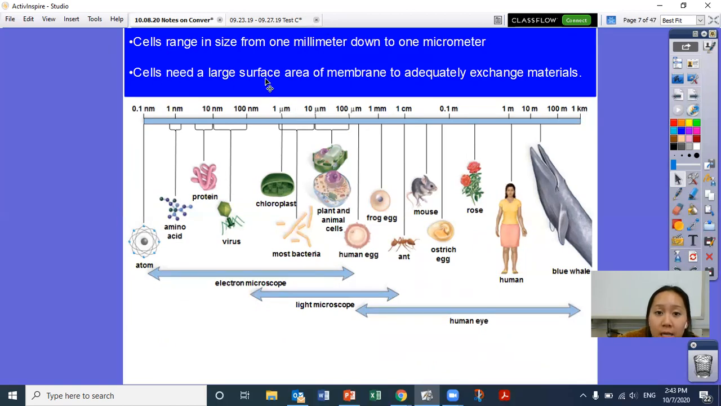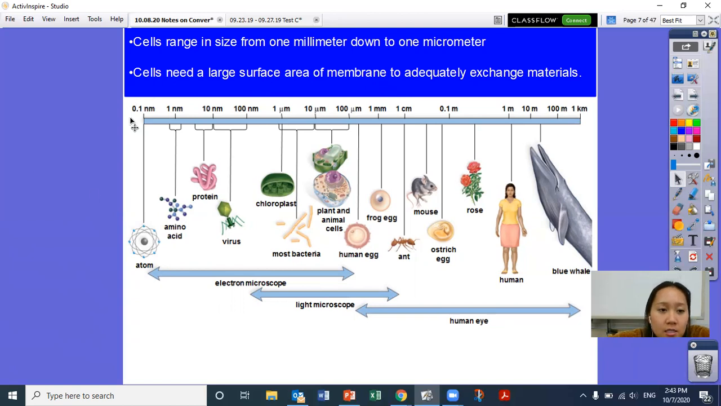Cells need a large surface area of membrane to adequately exchange materials. They need to get rid of waste by pushing it out through their membrane, and they need to take in nutrients and absorb materials, so they need to bring them in. If you don't have enough surface area and you have too much volume, you're not going to be able to get stuff in and out of the cell efficiently, and then cell processes slow down, and the cell could eventually die from that, okay?